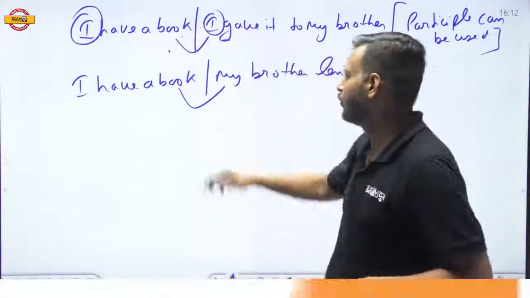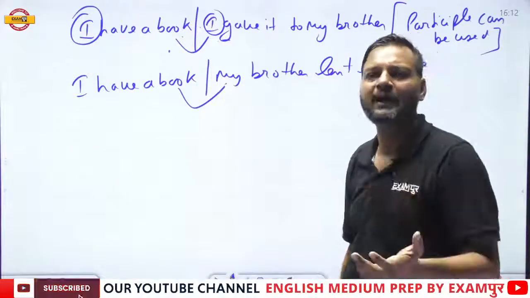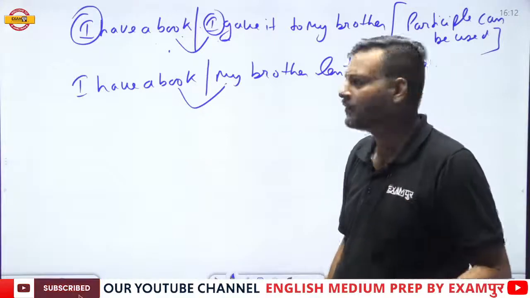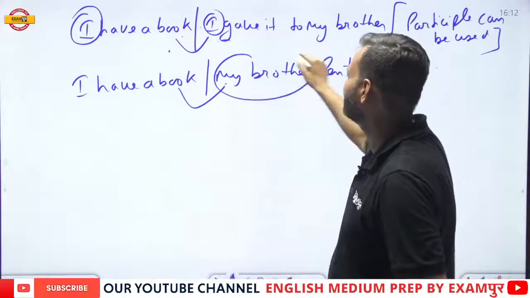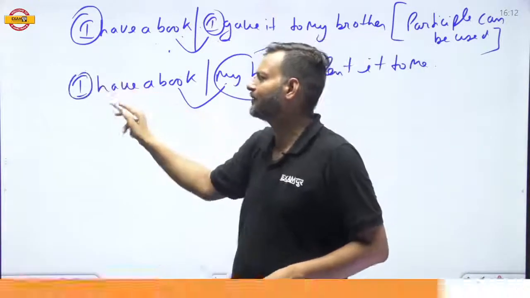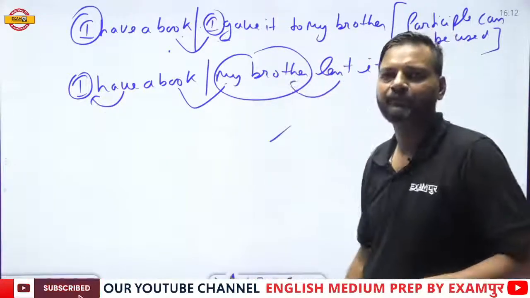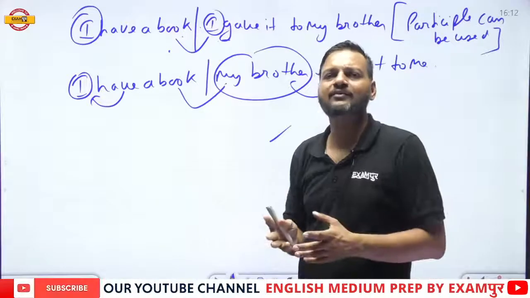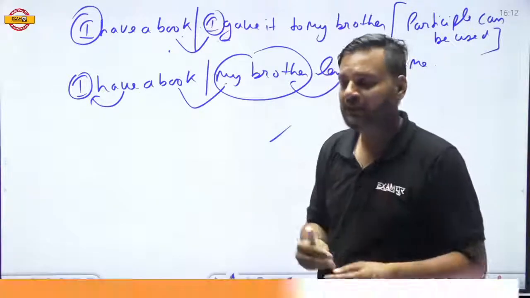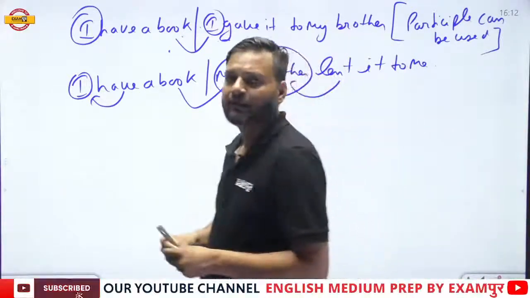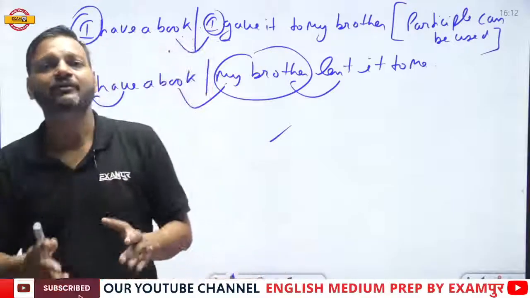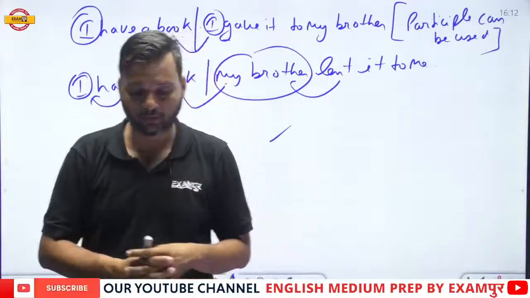But if you want to join these two sentences using a participle, you cannot, because these two sentences have different subjects. In this sentence, the subject is I, and in this sentence, the subject is my brother. So to join two sentences using participle, it is mandatory that both the sentences must have the same subject. Okay?